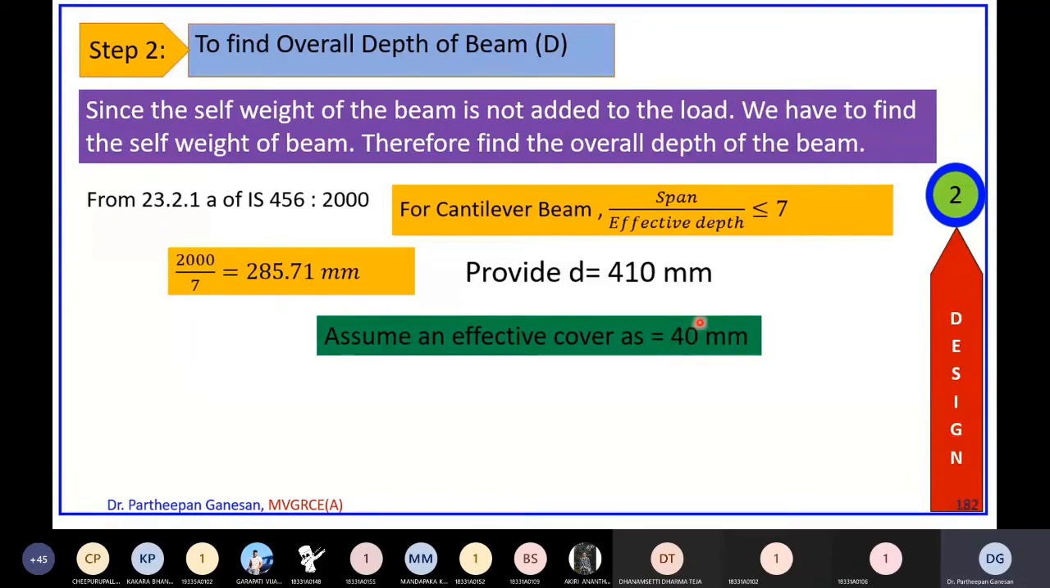The minimum clear cover is 20 mm, as you can see in the code, for a mild exposure condition. So effective cover is clear cover plus half the diameter of the largest bar. So at least it should be more than 25, like that. You can assume appropriately. I assume 40; you can assume 30, 35, any value.